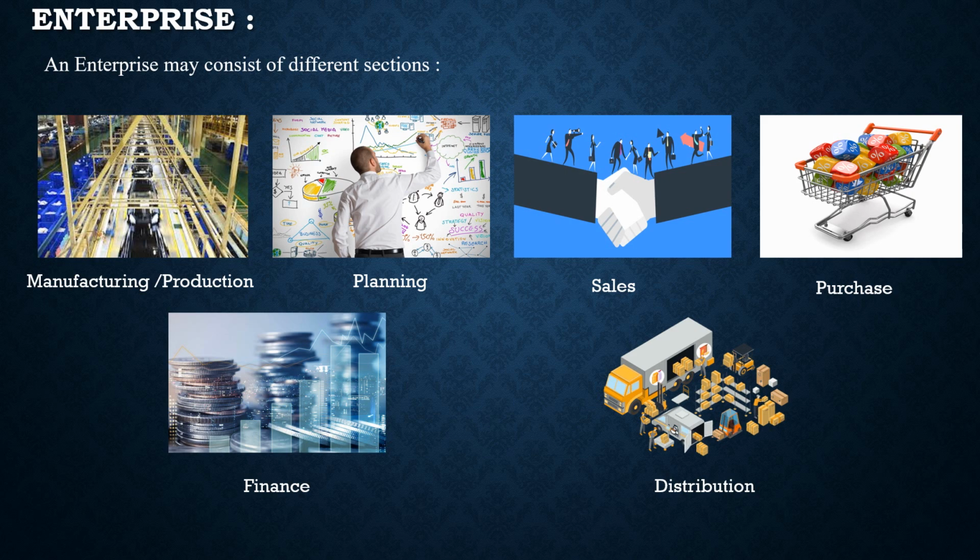The manufacturing section always plays the role of manufacturing the products. Planning of all the things is done in the planning section. Whatever activities are related to sales are considered in the sales section. Purchasing of the raw material required to prepare the product is handled by the purchase section. The finance section includes all the transactions related to money, and the last one is the distribution section. So these are the different sections an enterprise consists of.